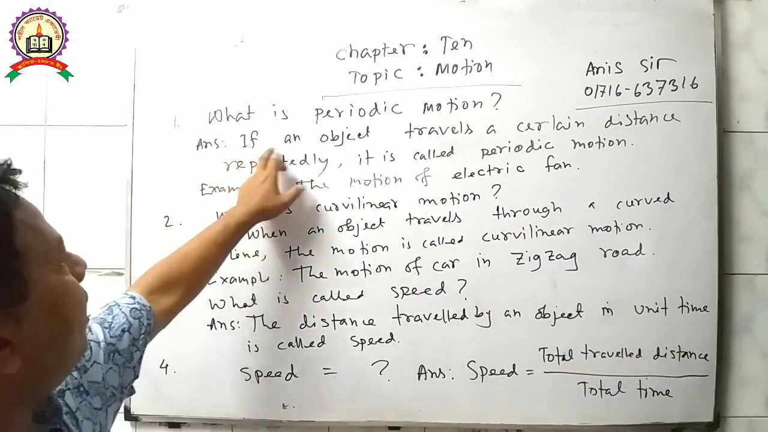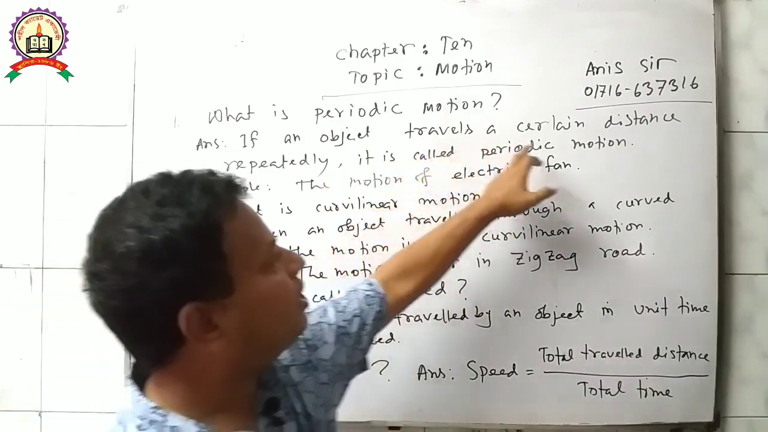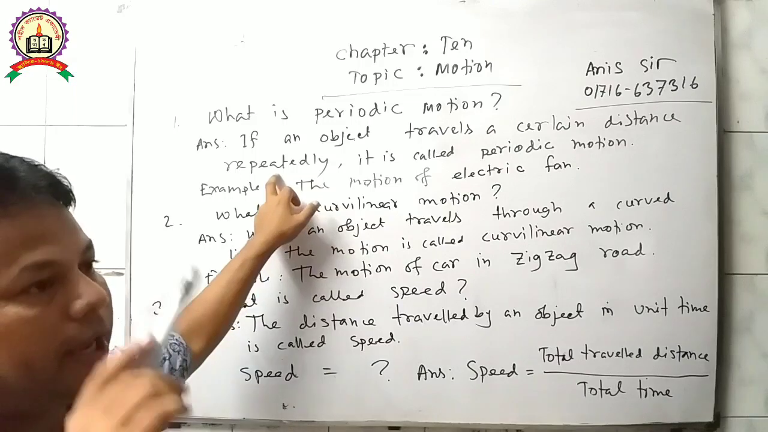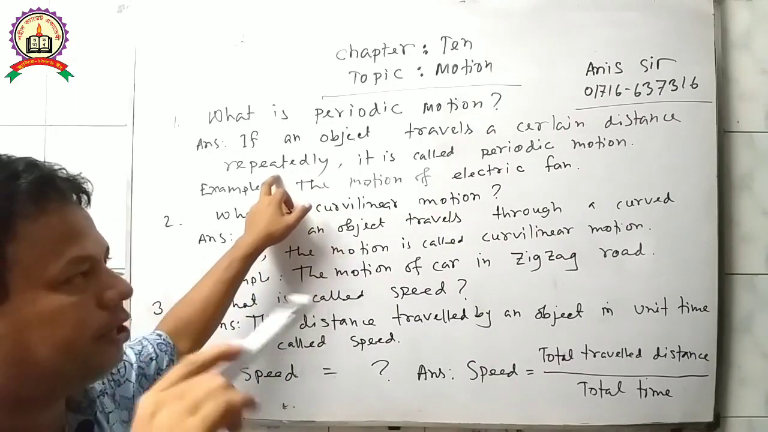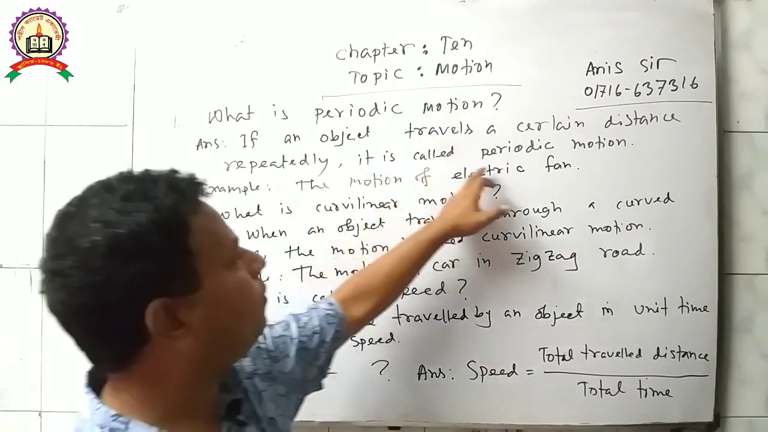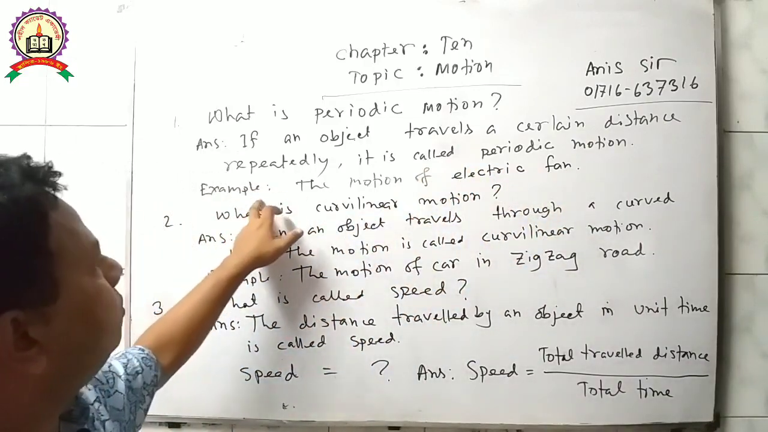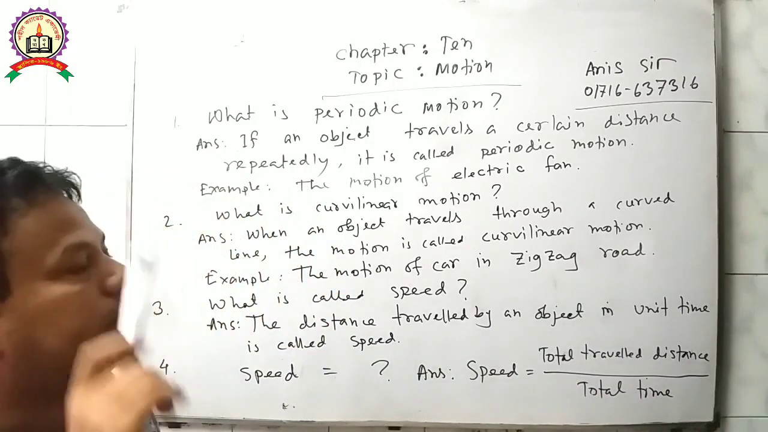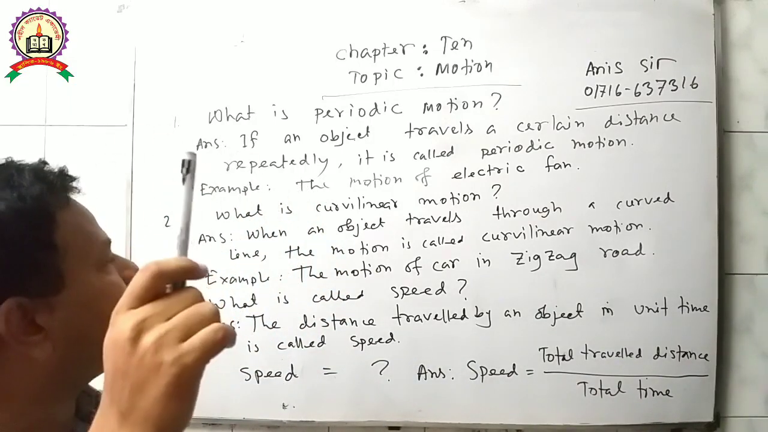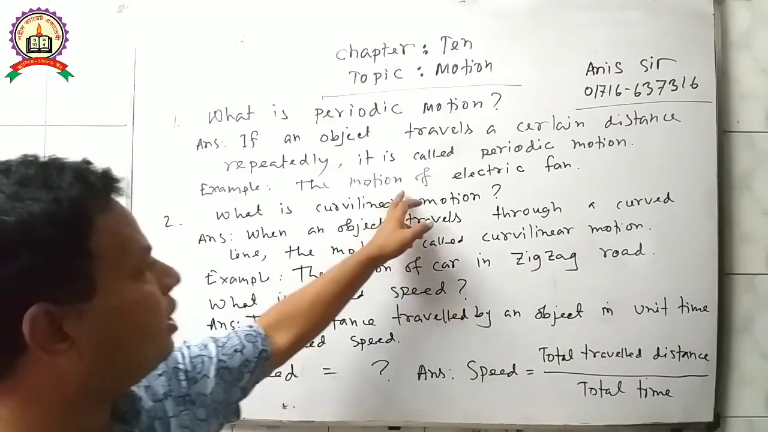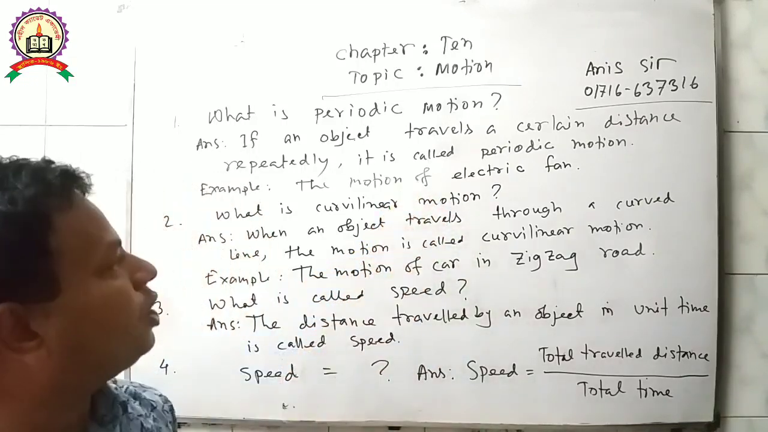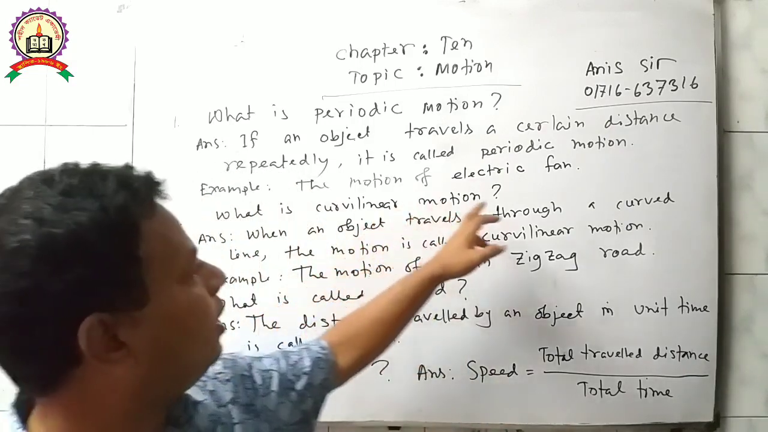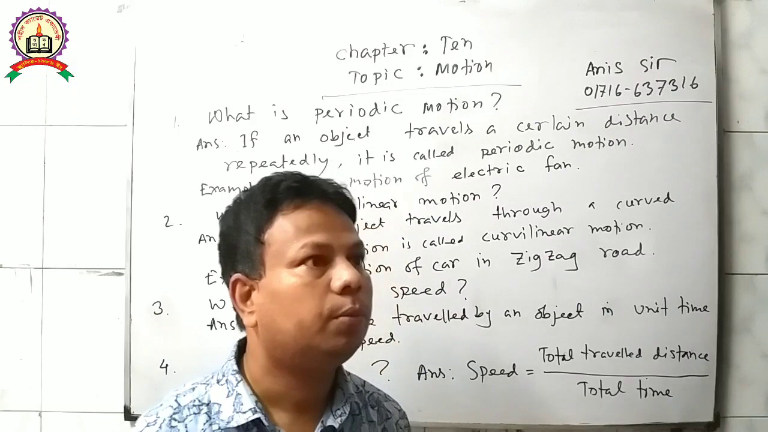Again, if an object travels a certain distance repeatedly, again and again, it is called periodic motion. For example, the motion of an electric fan moves in a certain distance repeatedly. So it is clear to you: the motion of an electric fan is periodic motion.